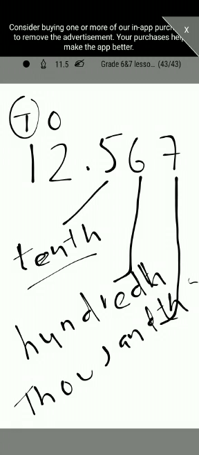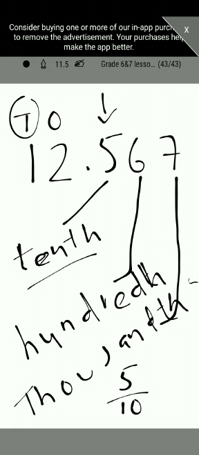Okay, so we can read this value as 12.567, and you can read this 5 as 5/10, and 5/10 we can write in fraction also, like this, 5/10. Okay, then hundredth, and then thousandth, right? Hundredth in fraction we can write as 6/100, and thousandth we can write as 7/1000.